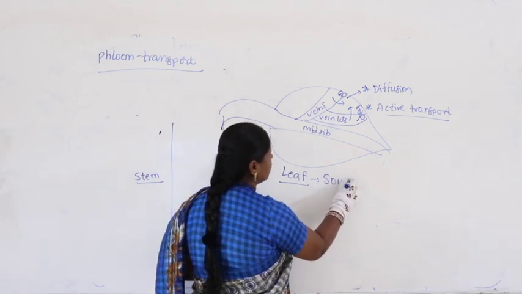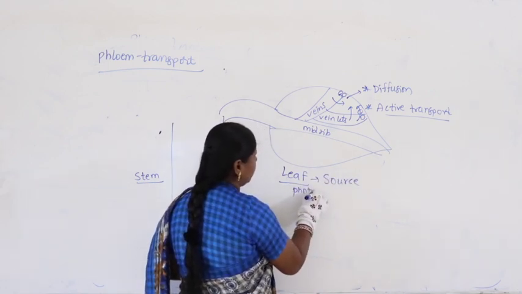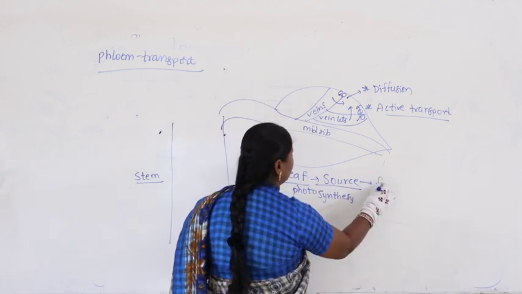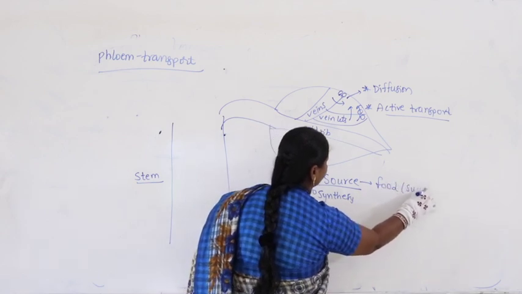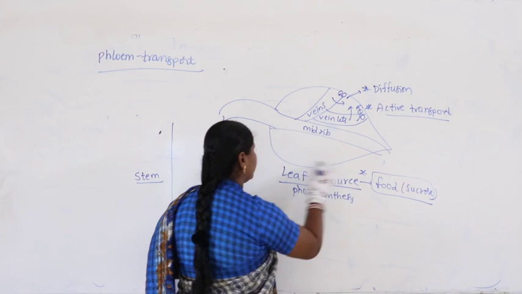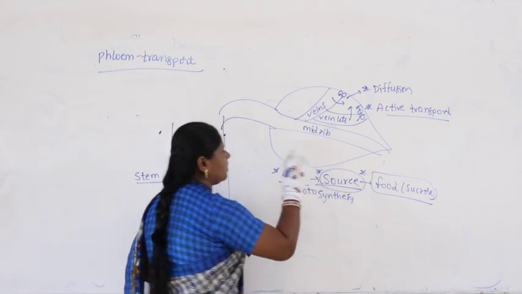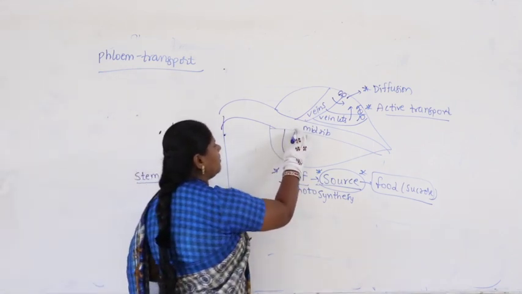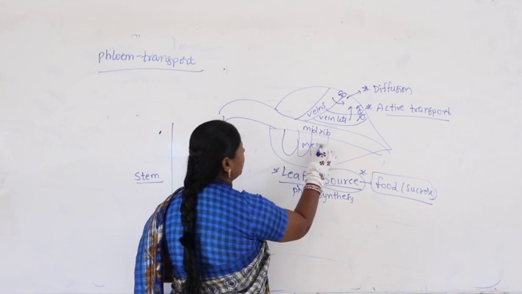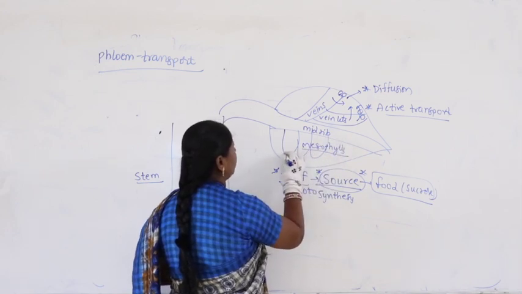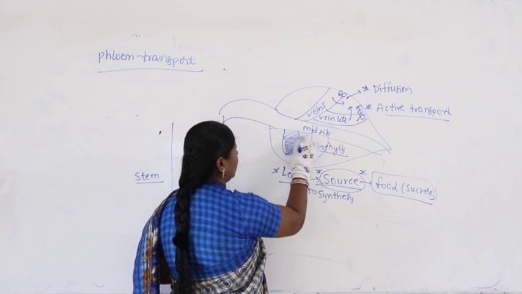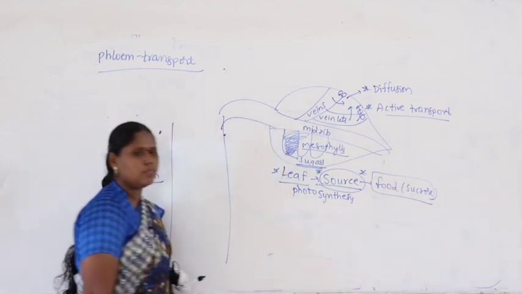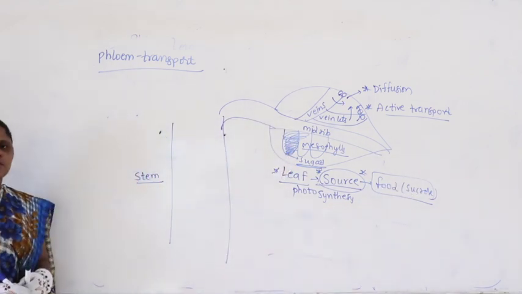Source. Why is it acting as a source? Because the leaf is the one that undergoes photosynthesis and prepares the food material. So the leaf has the food. Food is nothing but sucrose. Okay, the leaf in this case is acting as a source because in the leaf all mesophyll cells are filled with food materials. What are the food materials we find? Sugars, mostly sucrose.